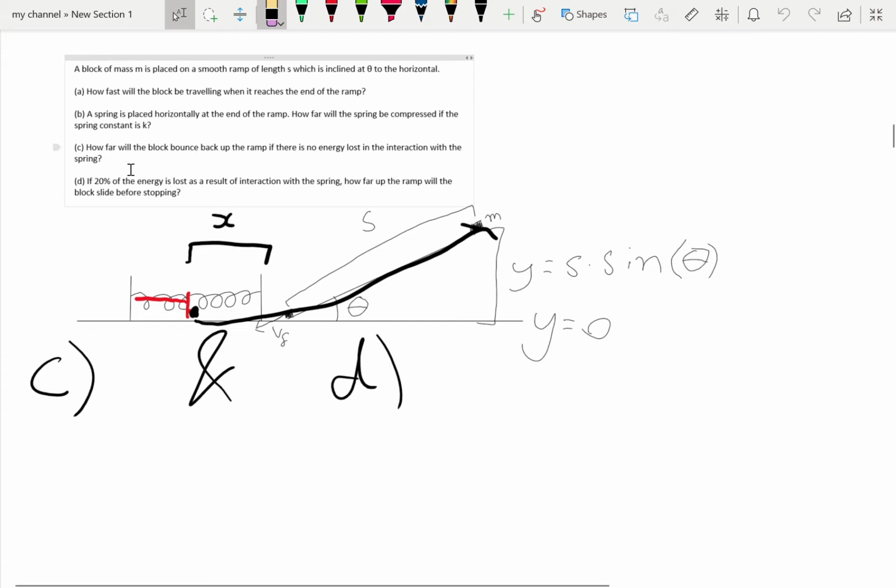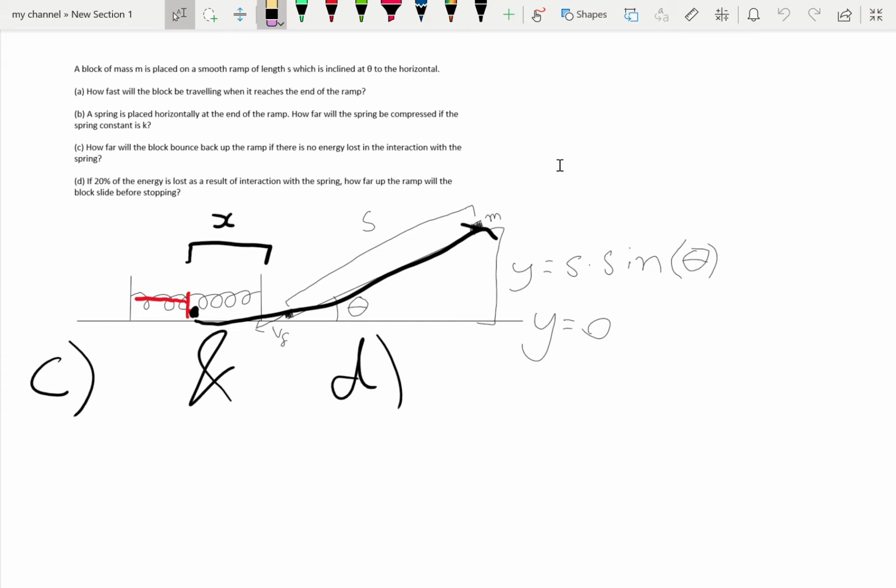How far will the block bounce back up the ramp if no energy is lost in the interaction? Well, we can just do a simple thought train by word. If no energy is lost, that means all the energy that was originally gravitational energy will go into kinetic energy, which will then go into elastic energy, which will then be released and go back into gravitational energy, which will put it exactly back up to the top of the ramp.